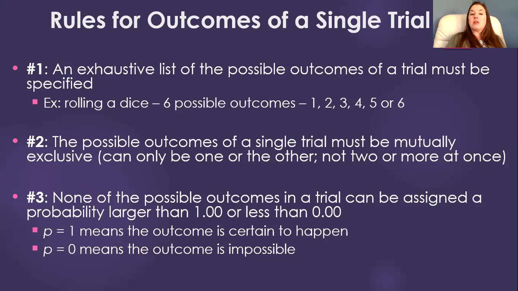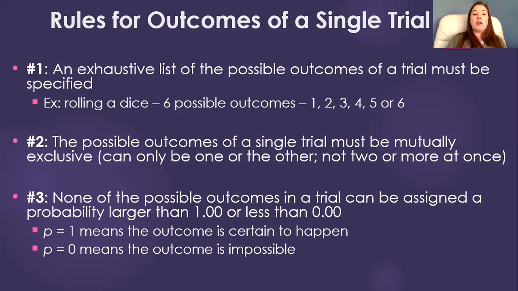Number one, the first rule, is that there must be an exhaustive list of all possible outcomes of a trial. In order to figure out the probability that one outcome happens, we need to know all of the possible outcomes. We need this exhaustive list, meaning all possible outcomes need to be known. For example, if we're rolling a die, there are 6 possible outcomes: you can roll a 1, 2, 3, 4, 5, or 6. If you are flipping a coin, there are 2 possible outcomes, heads or tails.